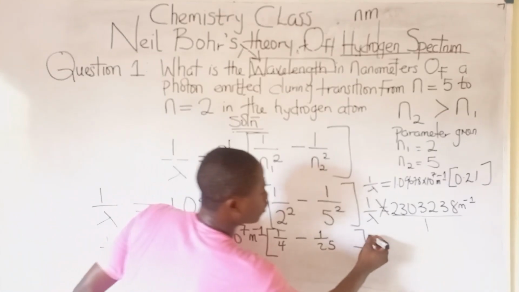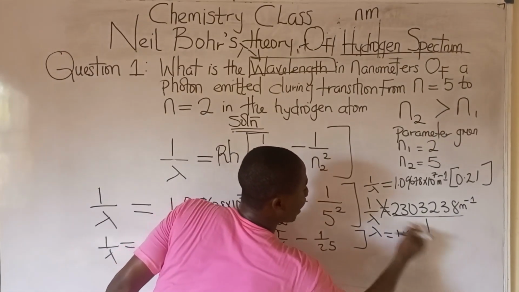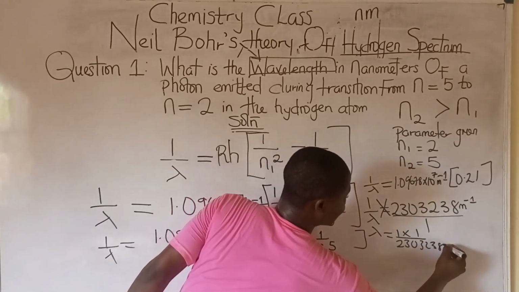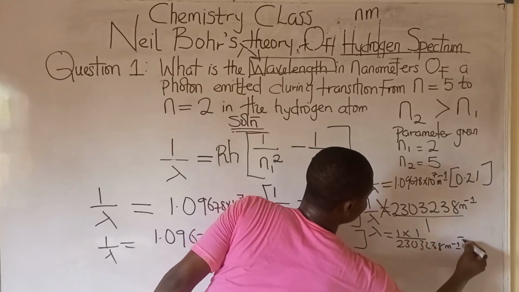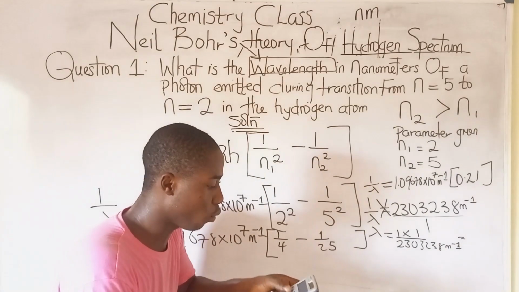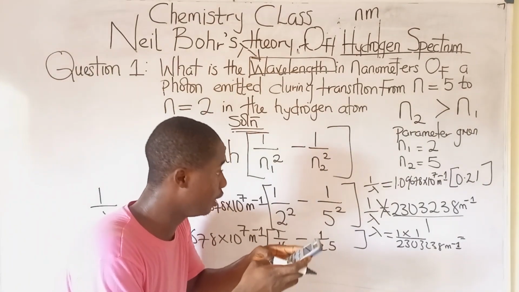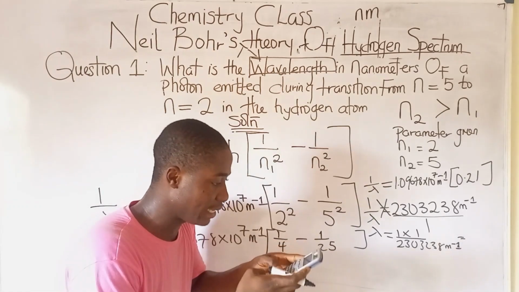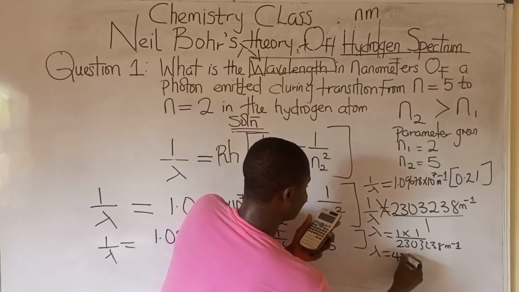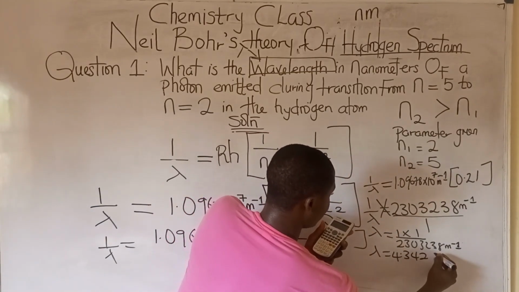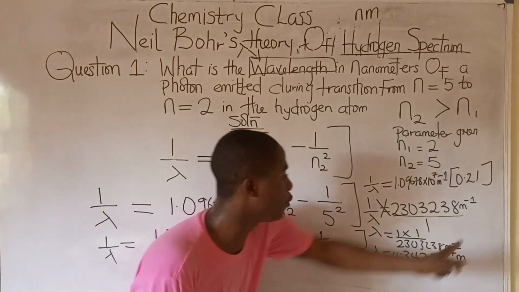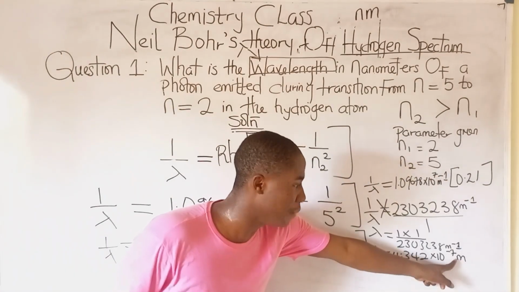You can see what's happening here. So this becomes 1 times 1 over this number, which is 2303238 per meters. So let's do that. When we do that, we are having 1 over that particular number, 2303238. I'm having the wavelength to be 4.342 times 10 raised to the power of minus 7 meters. Because after doing this, we've converted our per meter to meter now.